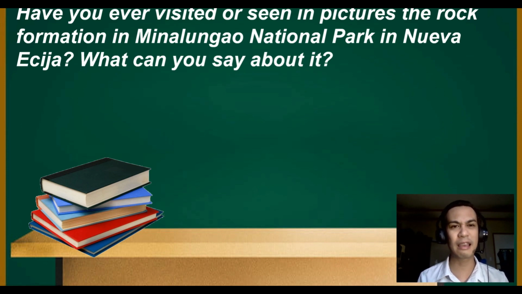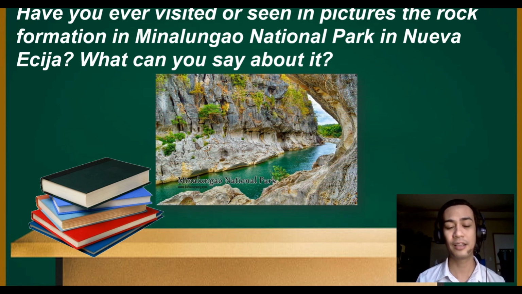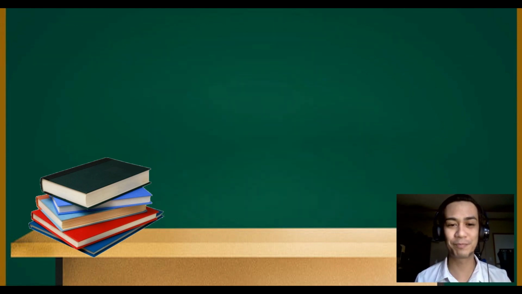Some may say it's very beautiful, amazing, and stunning. That is because there are lots of rock formations there. Some may ask how it happened. But if you haven't seen the picture or the national park Minalungaw in Nueva Ecija, then I'll show it to you. There. That is the official photo of Minalungaw National Park. Isn't it very stunning, beautiful, and amazing? I hope I could be there someday, and you as well.